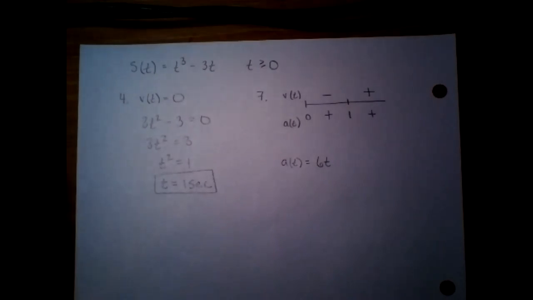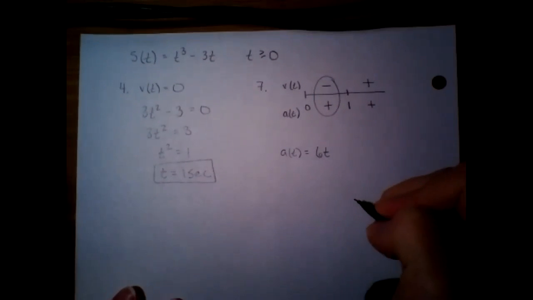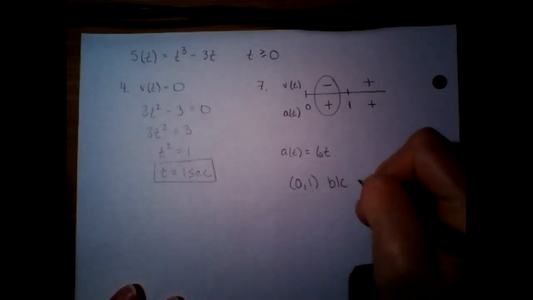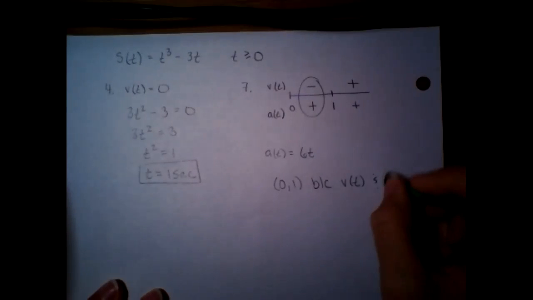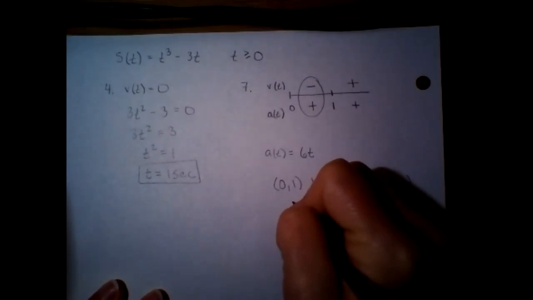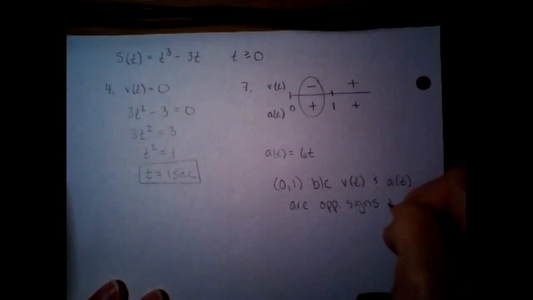And so the question was, when is the particle slowing down? That's going to be this section right here. So your answer is from 0 to 1, because velocity and acceleration are opposite signs there.